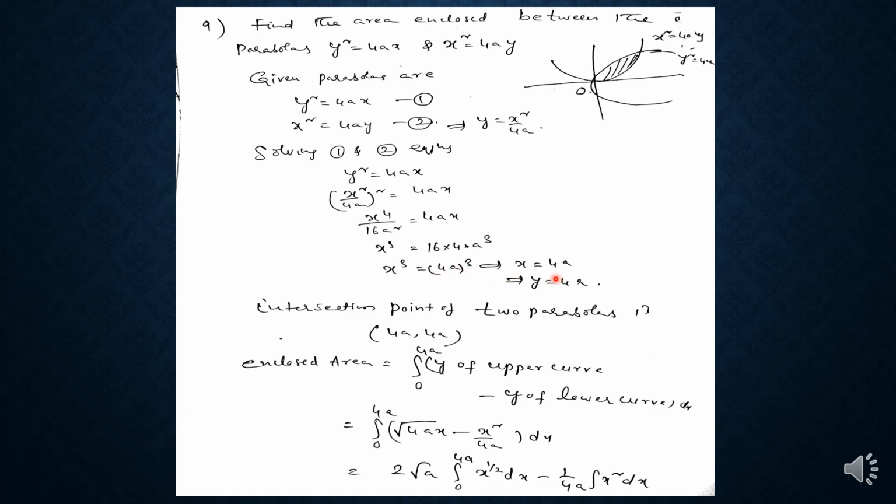So after finding the value of x, then find what is y. Y is equal to x square by 4a. That is, x is equal to 4a, 4a whole square by 4a. Then we will get y is equal to 4a. So this is the intersection point. 4a comma 4a is the intersection point of these two curves, x square is equal to 4ay and y square is equal to 4ax. So here x is equal to 4a, y is equal to 4a.